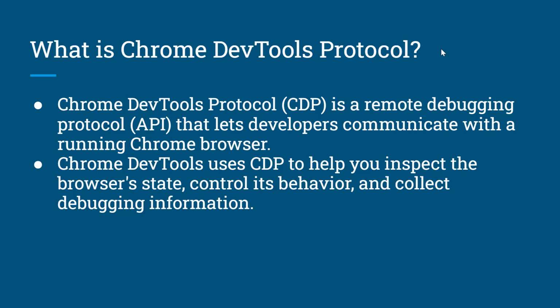Did you get anything about Chrome DevTools Protocol? Probably not. Let's start from scratch. In Chrome DevTools Protocol, we have three words. The first one is Chrome, which is a browser, and we are well aware of that. The third term is protocol. A protocol is a set of rules.